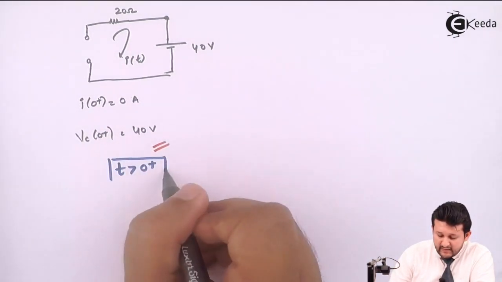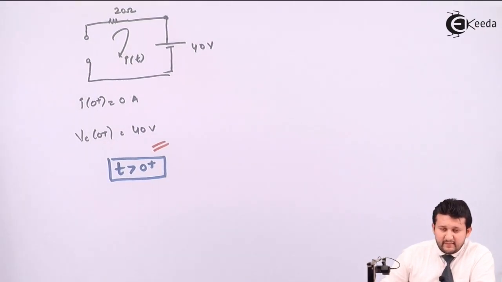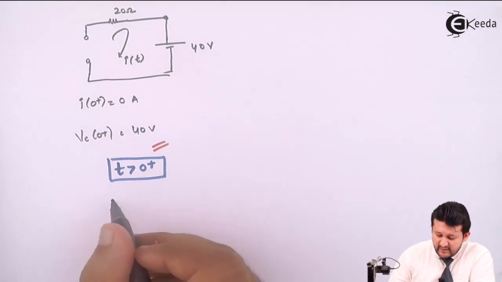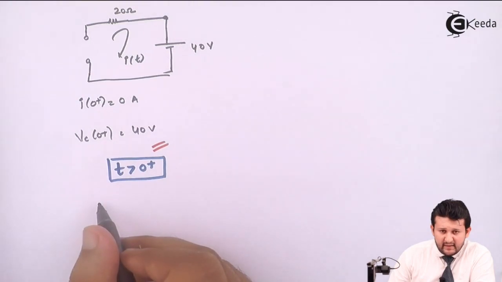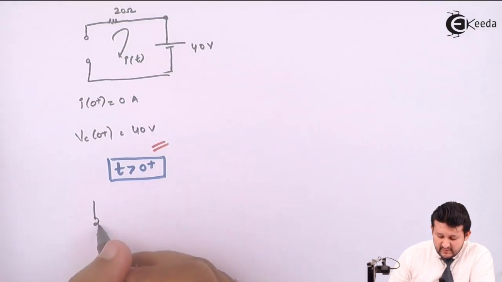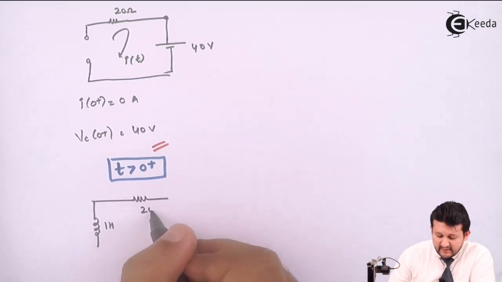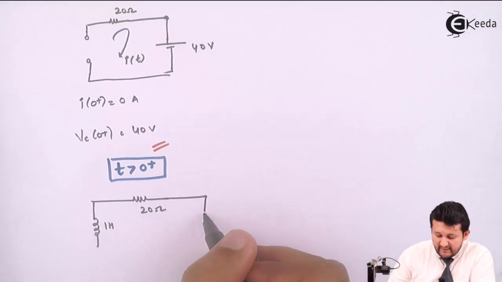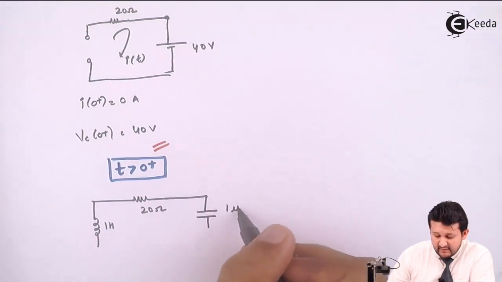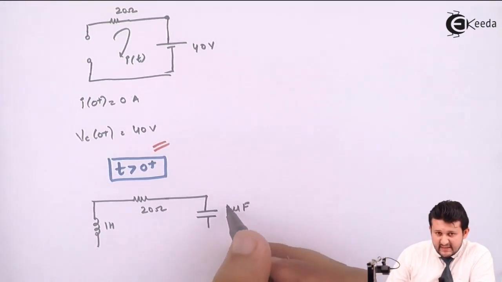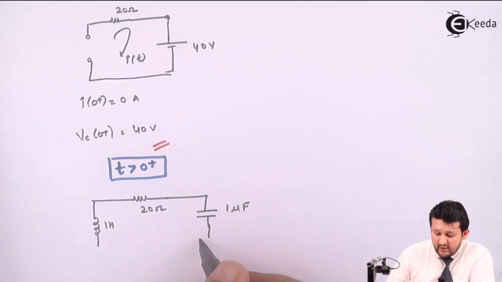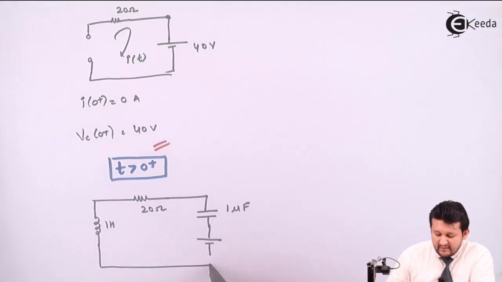At t greater than 0 plus condition, my dear friends, that means your switch is coming from 1 to 2. So you won't be shorting or opening any inductor or capacitor. Your circuit will be as it is. So you'll be having an inductor, a resistance, and a capacitor. Since your capacitor was in steady state condition, you need to have a voltage source in series with your capacitor, that is nothing but 40 volts.